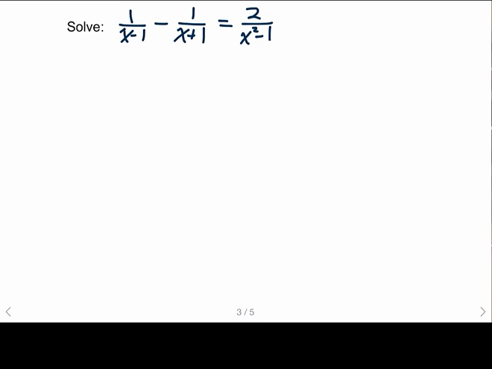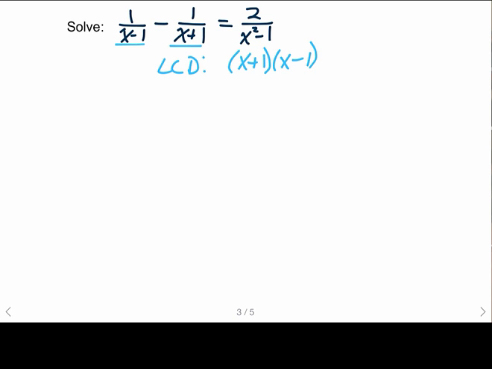Again, the name of the game is find the least common denominator. In order to do so, I need to factor the denominator on the right-hand side. X squared minus 1 factors into x plus 1 times x minus 1. So that is, given the other two denominators, going to be the least common denominator.